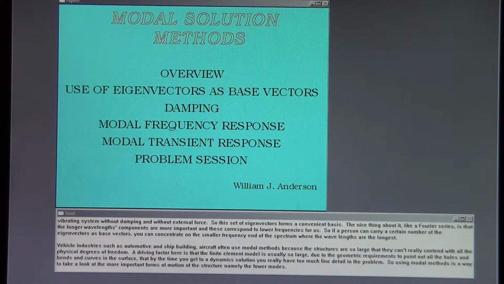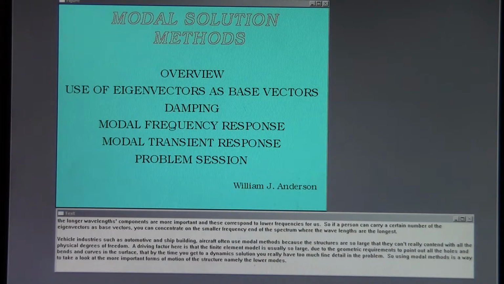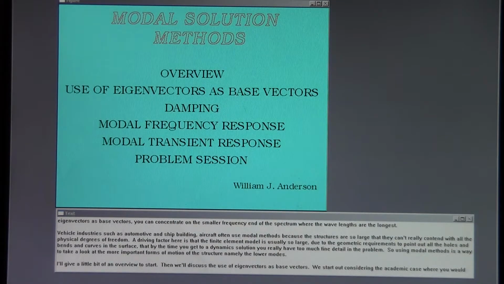The nice thing about it, like a Fourier series, is that the longer wavelength components are more important, and these correspond to lower frequencies for us. So if a person can carry a certain number of the eigenvectors as base vectors, you can concentrate on the smaller frequency end of the spectrum where the wavelengths are the longest. Vehicle industries such as automotive, shipbuilding, and aircraft often use modal methods because the structures are so large that they can't really contend with all the physical degrees of freedom.